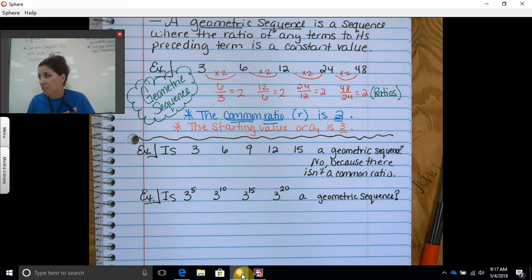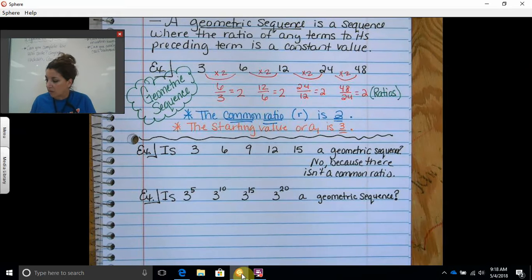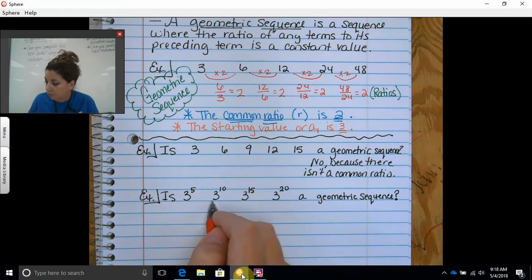Now, one thing you could do is figure out on your calculator what 3 to the 5th is, 3 to the 10th, 3 to the 15th. Those are going to be some really big numbers, right? Or we could set up the ratio like we did above. We could do 3 to the 10th divided by 3 to the 5th.